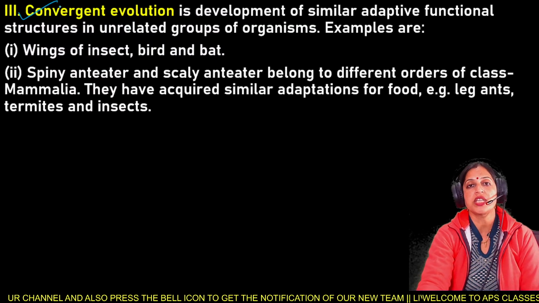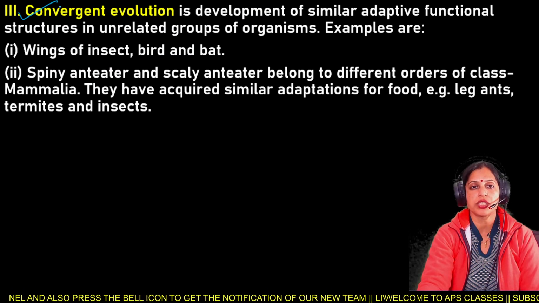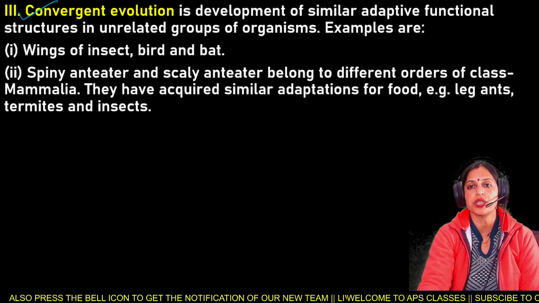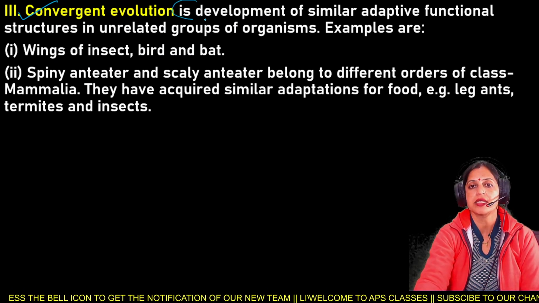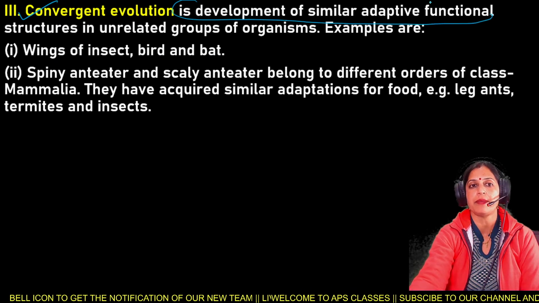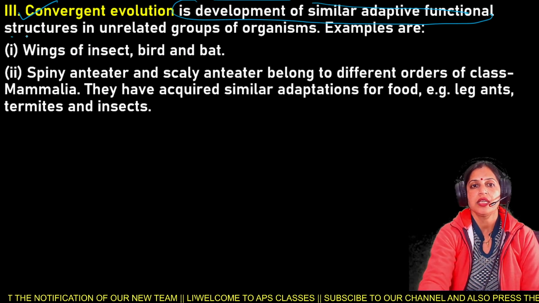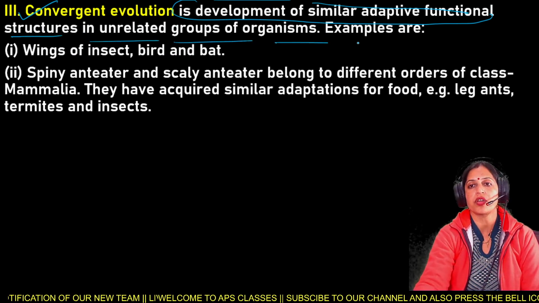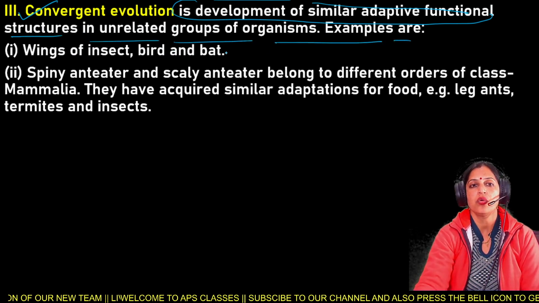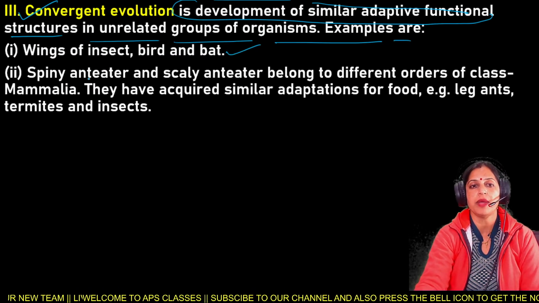Next is convergent evolution. What do you mean by the term convergent evolution? Convergent evolution is the development of similar adaptive functional structures in unrelated groups of organisms. Examples are wings of insect, bird and bat.